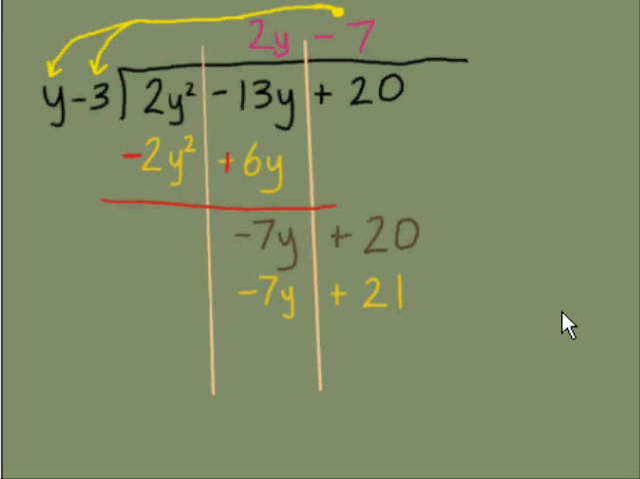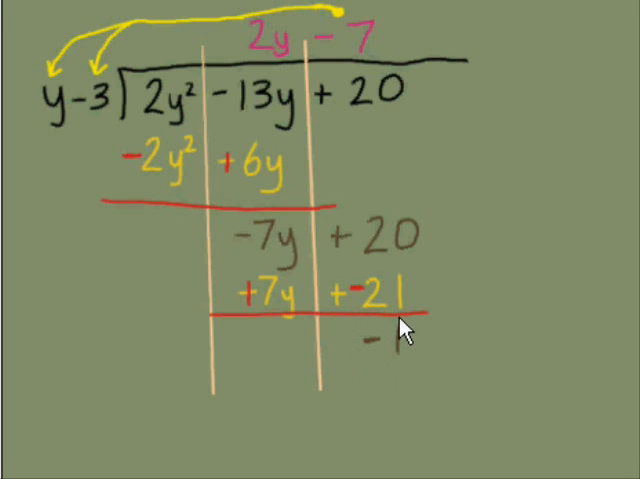Of course, I say flip signs and add. So the negative 7y with the positive 7y cancel. The positive 20 with a negative 21, they don't totally cancel. We have a negative 1 left over. So nothing left to bring down. This negative 1 is a remainder. We're pretty much at the end of the problem. You just need to know how do we write the answer when we have a remainder.